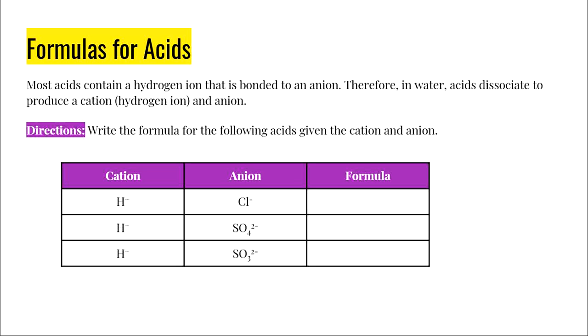The way that you write the formula is the same as what we've been doing up until now. You're looking at the oxidation number, and you want to make sure that the overall charge of the formula is equal to 0. So what would be the formula for H+ and Cl-? You only need one of each, so it becomes HCl. What about the next one? You need 2 hydrogens and 1 sulfate, so it's H2SO4. And the last one? Again, it's H2SO3.